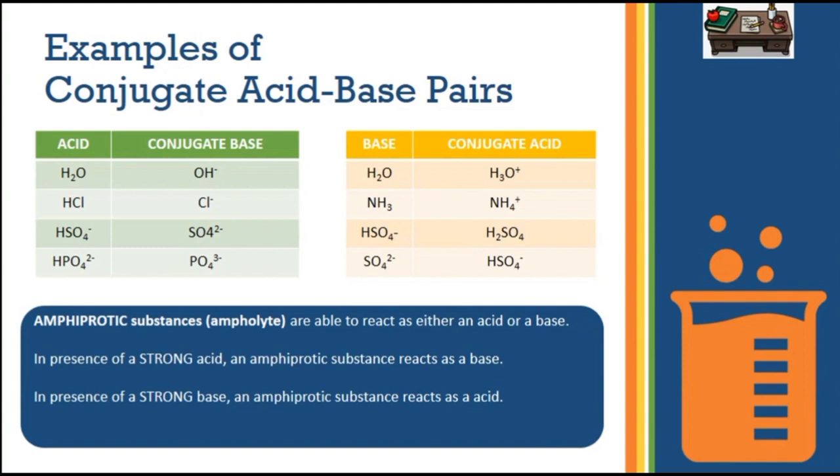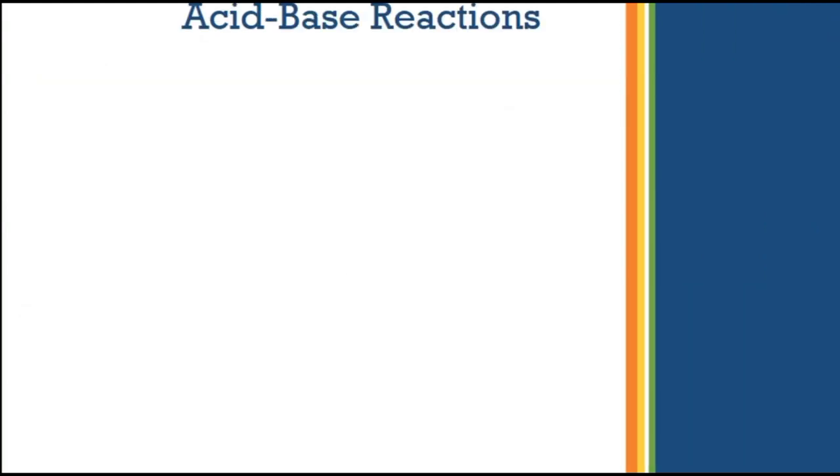And in the presence of a strong base, an amphiprotic substance reacts as an acid. Right? So we need to keep that in mind as well. And there we have an example. Water plus another water will give us the OH minus ion plus the H3O plus ion. Those are examples. And water is a classic example of a substance that can act as an ampholyte. It has amphiprotic or amphoteric properties.